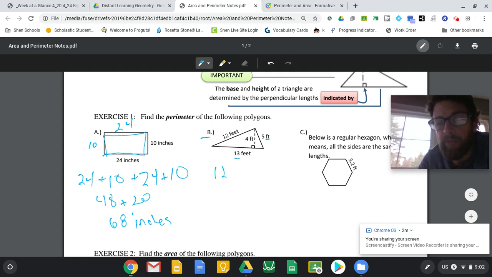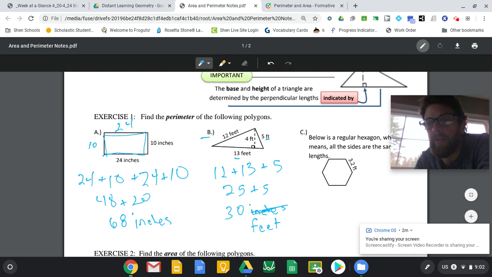So to find the perimeter of the triangle, it's 12 plus 13 plus 5, which is 25 plus 5, which is in fact 30 inches. Oh, not inches, everybody. I just double checked my units. This is feet.